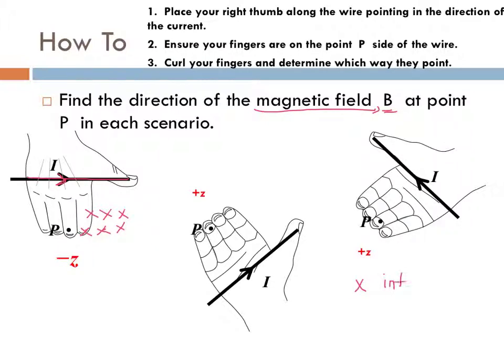And when I say into the page, I literally mean that you are looking down at this paper, and if the wire is going directly to your right and your fingers curl down, it looks like they would go into the paper.